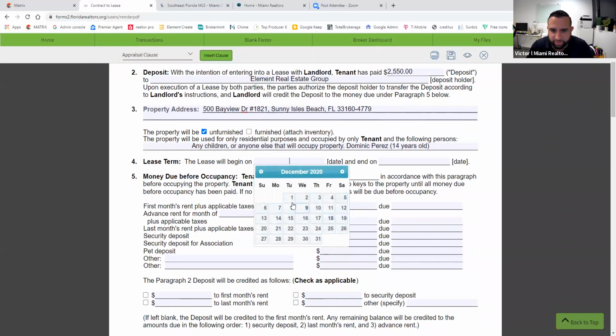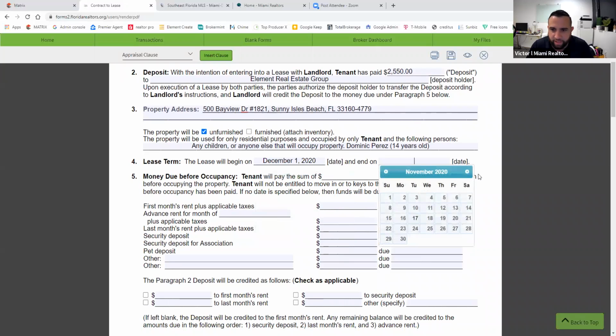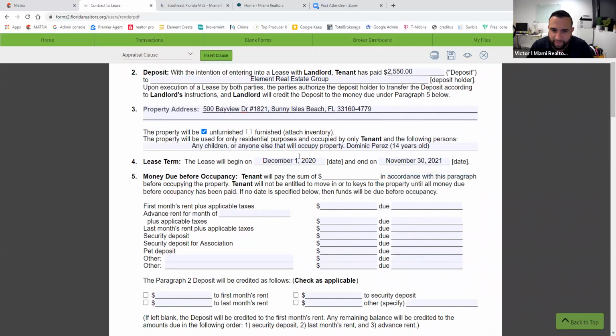All right, guys, number 4, the lease term will begin on. And in this case, let's just say it begins December 1st. And it's always going to end, guys, in exactly a year. So we're going to go all the way back to November 30th. It has to be 1 full year round. All right. The lease term should be for 1 full year round, 365 days.